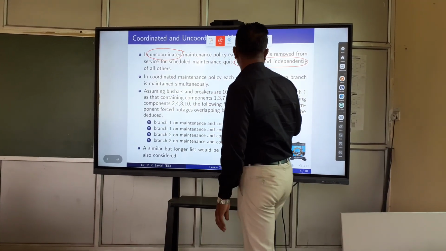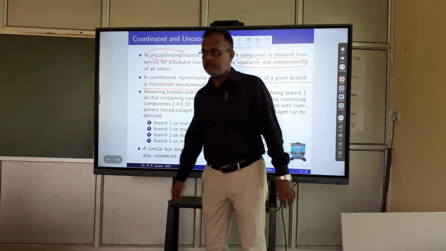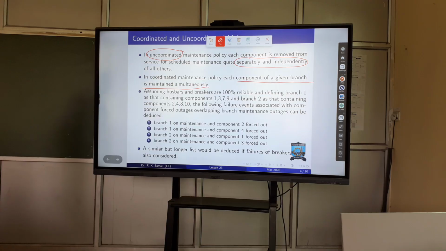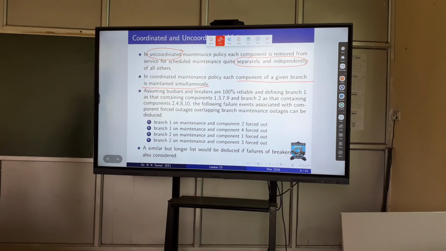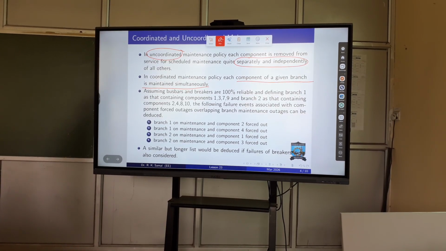Uncoordinated means separately and independently of others. Whereas in coordinated maintenance policy, components of a given branch are maintained simultaneously. Just indicate it, not write in detail. Can be a 2-mark question. For example, in our example, assuming the bus bars and breakers are 100% reliable and defining branch 1 as that containing components 1, 3, 7, 9 and branch 2 containing 2, 4, 8, 10, the following failure events associated with component forced outage overlapping branch maintenance outage can occur. These are some examples of coordinated and uncoordinated maintenance.